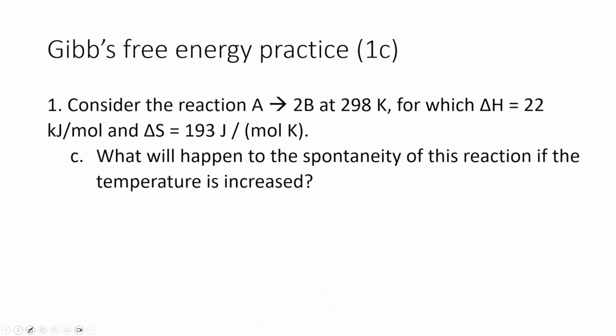Okay, so the next part of the question is, what will happen to the spontaneity of this reaction if we increase the temperature? Is it more spontaneous? Yeah, basically. So the more you increase the temperature, the more negative delta G gets, like we were saying, which makes it more spontaneous. What does that mean for the reaction? Is it going faster or slower?